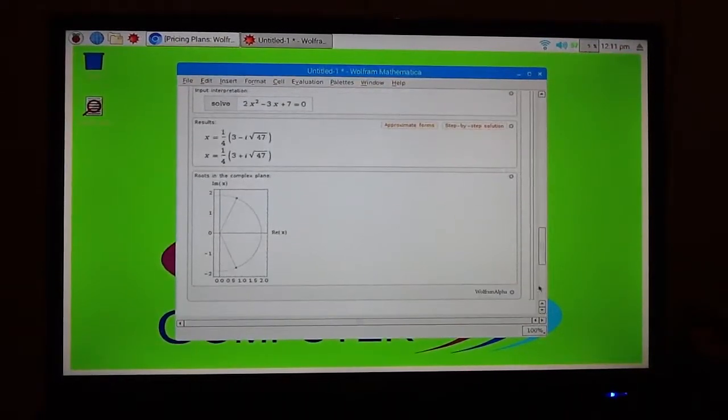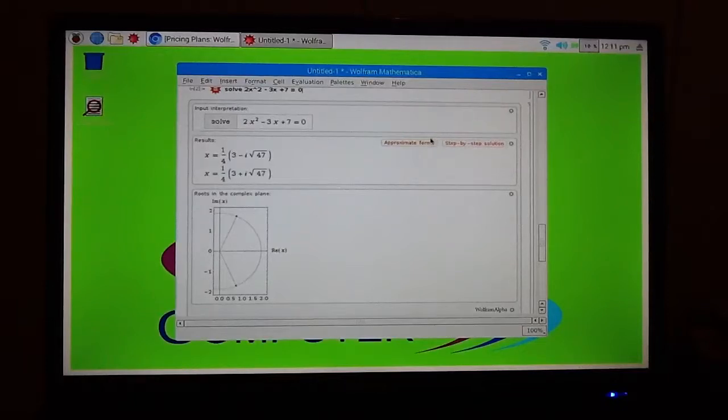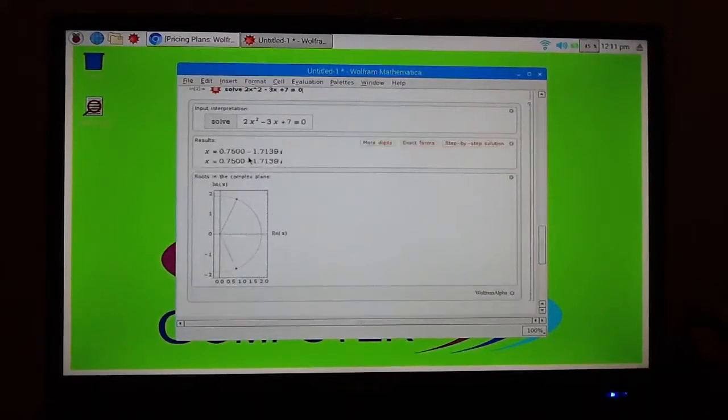And then you might say, well, I would like to see what they are without the square root symbol, so approximate forms. I hit that, and it will show it to me then. It's 0.75 minus 1.71i, and so on. And so this is in approximate forms. Or I can go back to exact forms. But now watch what it does.